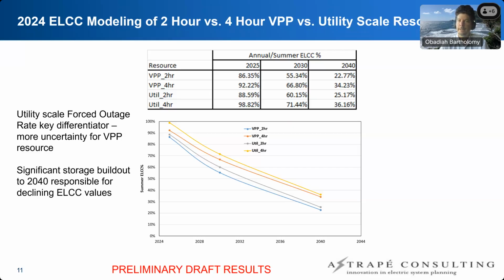It's really guiding us towards more of a 2-hour type of resource for these assets rather than 4-hour, even though the incremental cost of going to a 4-hour was not that significant. It was only about a 30% increase in cost. But the difference in capacity value actually still guided us towards a 2-hour resource.